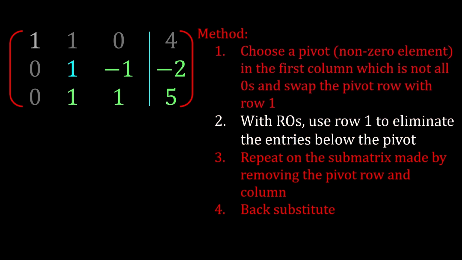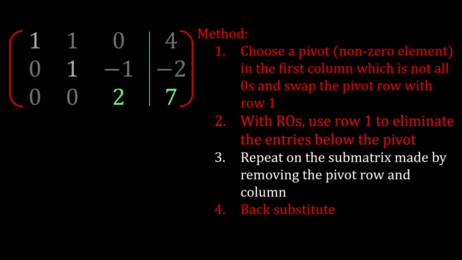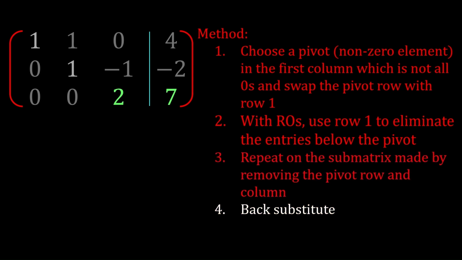That's done. We use row operations to eliminate below it. And we have now a smaller sub-matrix. Well, this one is a bit of a joke. There's not really anything to do here. So I guess we just skip this step. We've reached something trivial. So now we just have to substitute stuff.